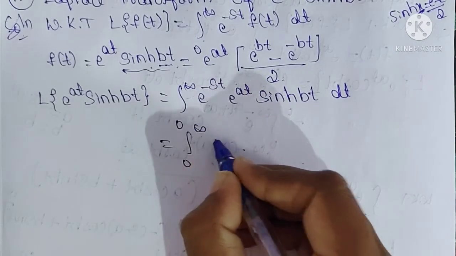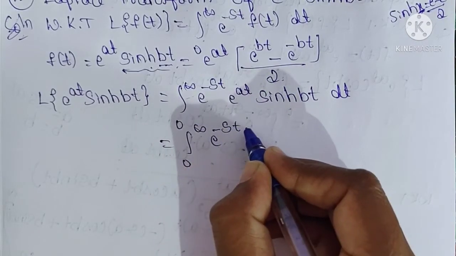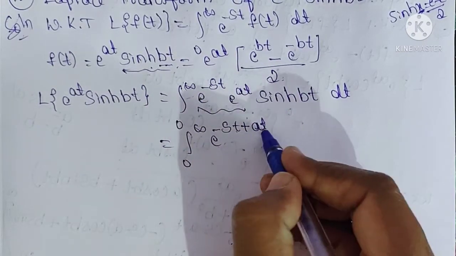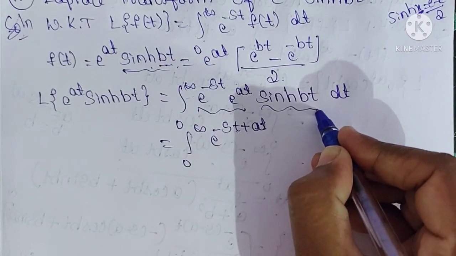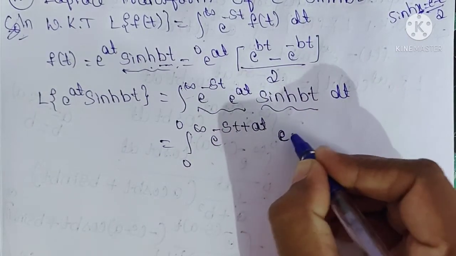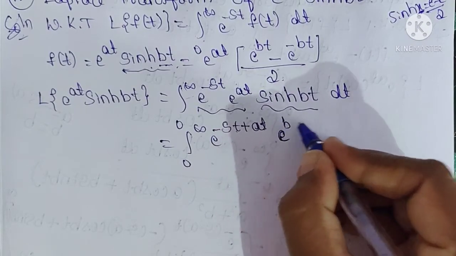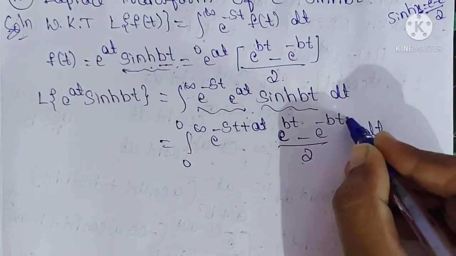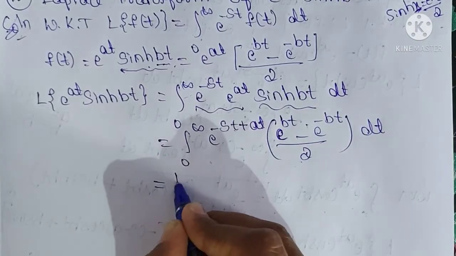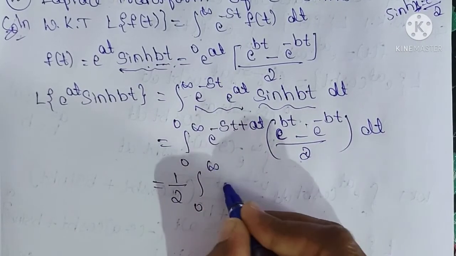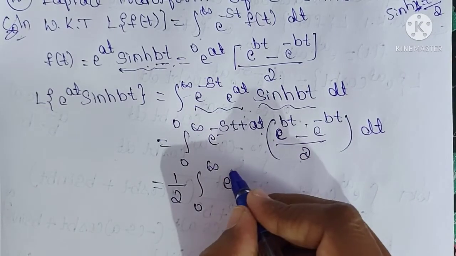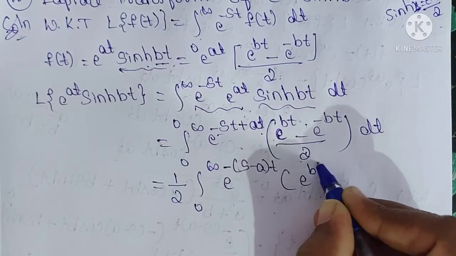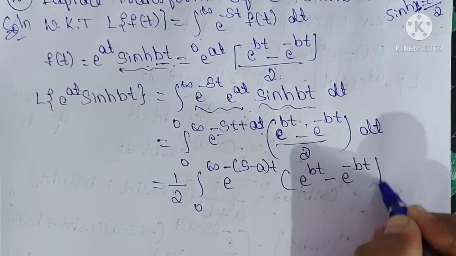0 to infinity e power minus s t, plus at. For these two terms, the numbers are the same, so we can add the powers. The sinh hyperbolic function of bt can be written as e power bt minus e power minus bt divided by 2, into dt. Here 1 by 2 is a constant, so you take it out: 1 by 2, 0 to infinity e power. Here you take minus t as a common factor, remaining s minus a of t, e power bt minus e power minus bt into dt.